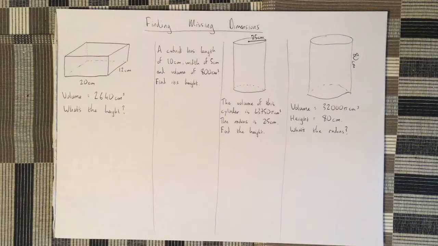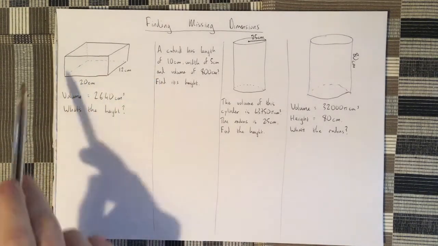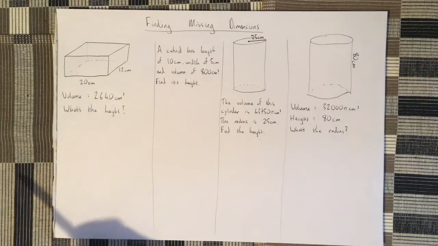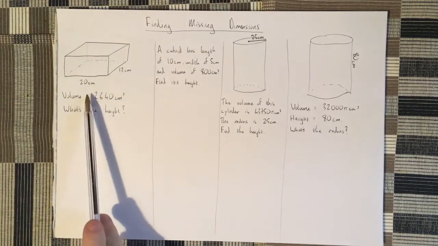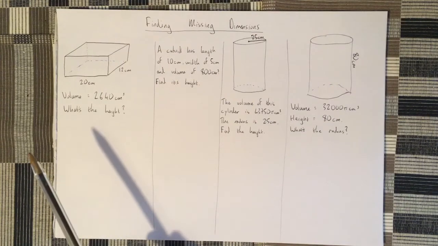So we need to use a little bit of algebra to solve for a missing dimension from the shape. I'll work through 4 examples here. First one over here, I've got a cuboid with sides of 20 and 12, and I've usually got a height marked in here, but I don't in this question. They tell me that the volume is 2,640 and they want me to figure out the height.